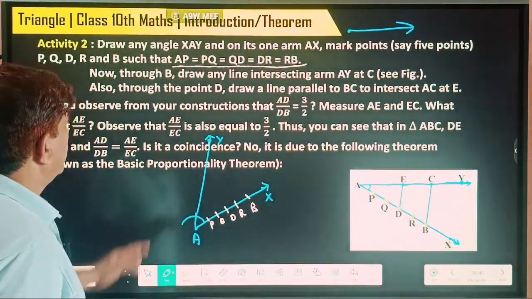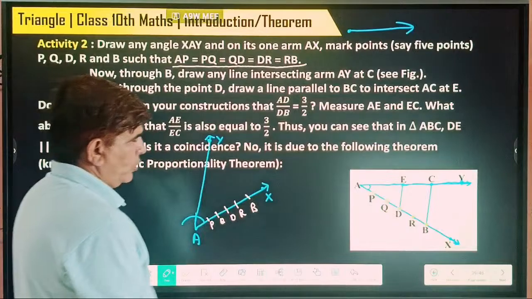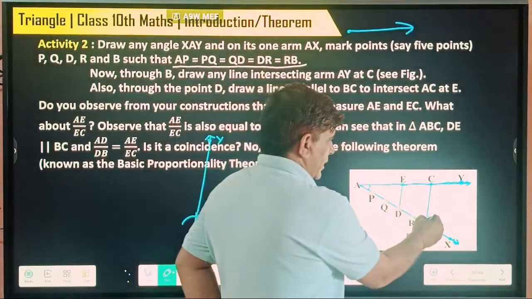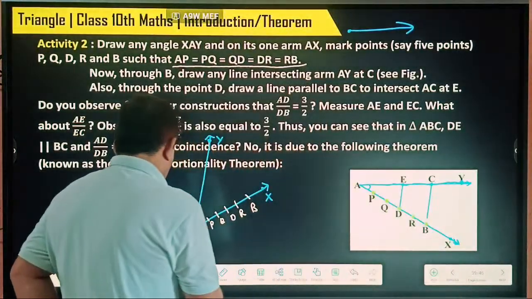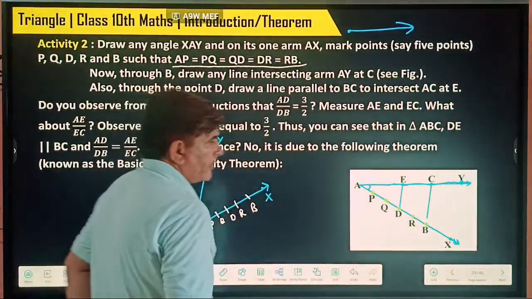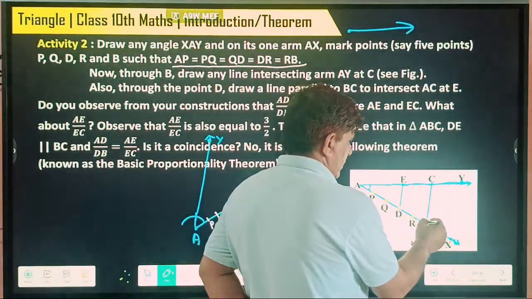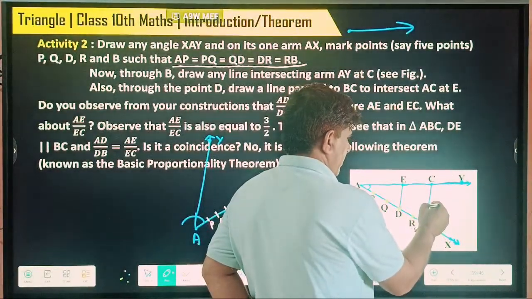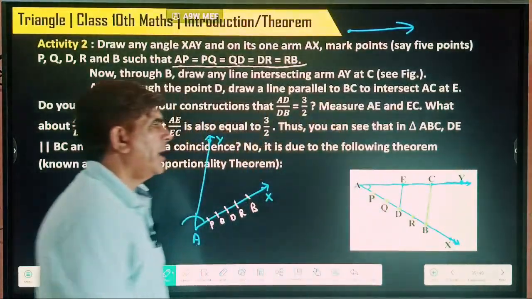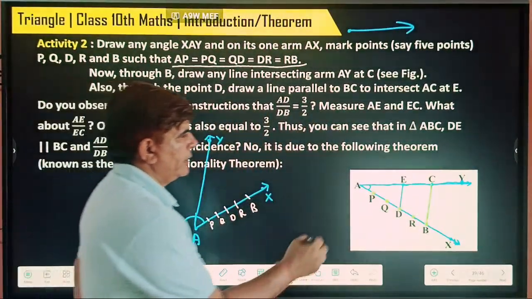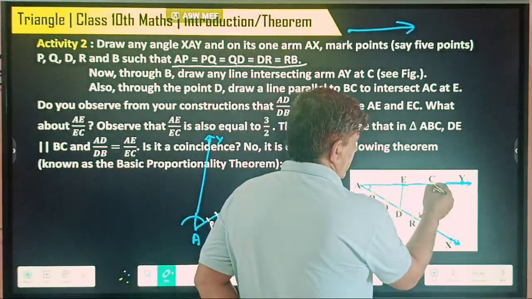Understood? Now through B draw any line. We can take a scale and draw any line, which cuts the ray AY at point C. Where? C.